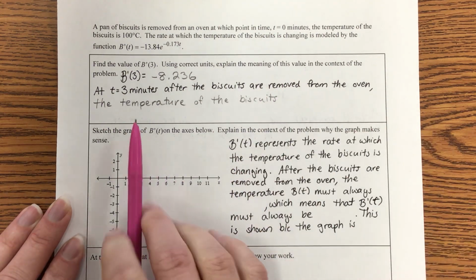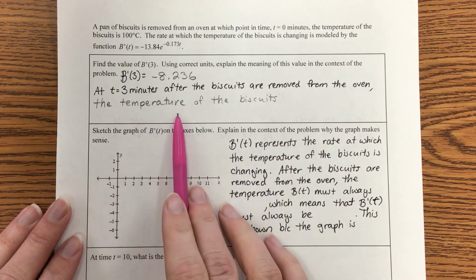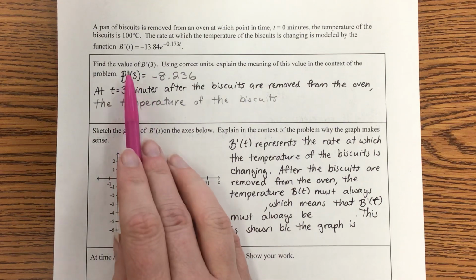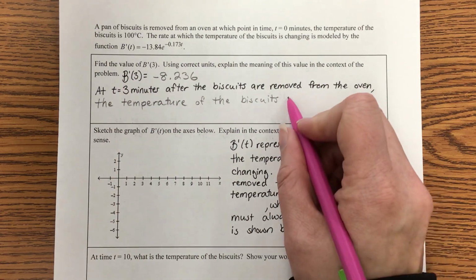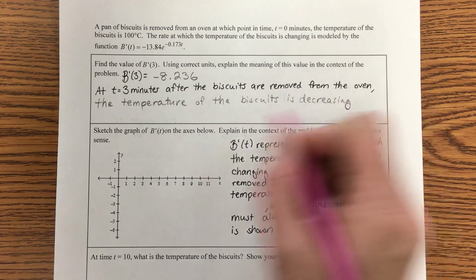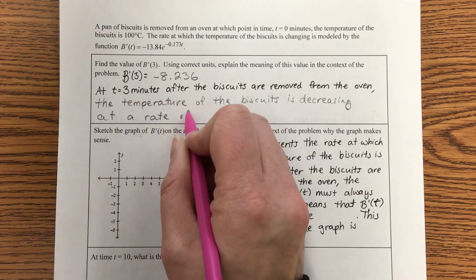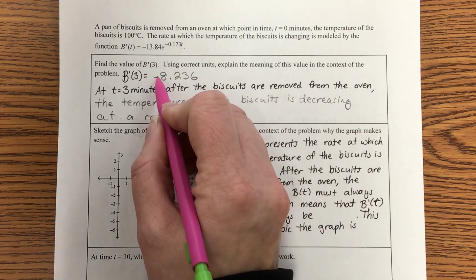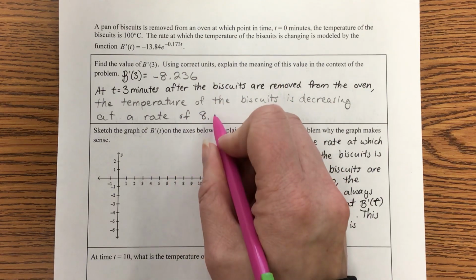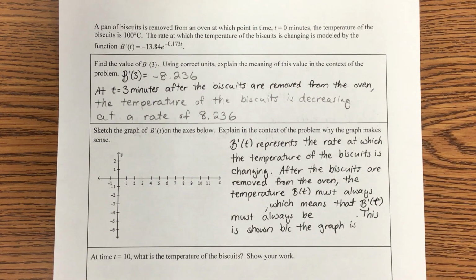And generally after we talk about whatever the object is or the item that is changing, we say is increasing or decreasing. Because B prime was a negative number, we're going to say is decreasing at a rate of, and since we said decreasing, we no longer need to put the negative. In fact, we are not allowed to put the negative anymore, 8.236. We need a label.